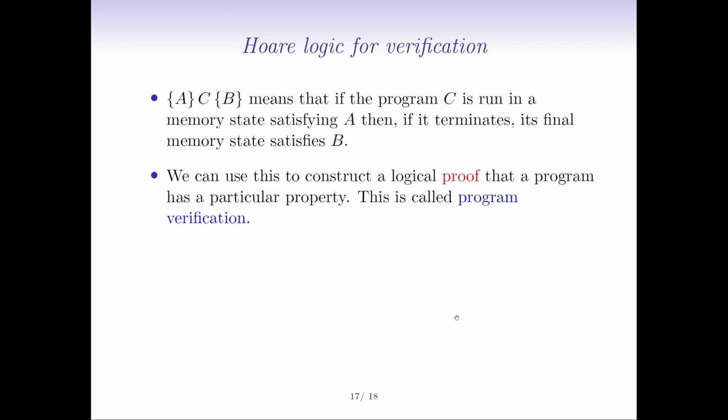memory when it finishes. So we can give rules for these Hoare triples, and we can use this to construct a logical proof, just like a proof in geometry or algebra or any other, or indeed in mathematical logic, that a particular program C has a particular property or satisfies a particular Hoare triple. And this is what we can call program verification, which really means mathematically proving that a program does what we want it to do.